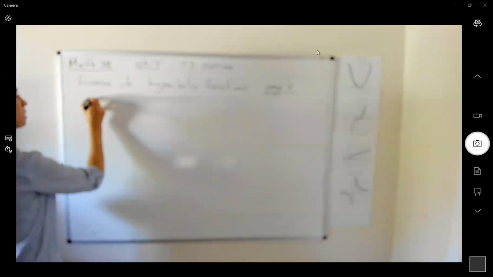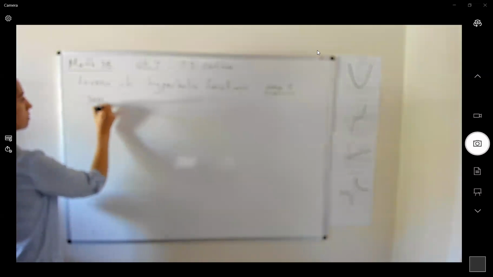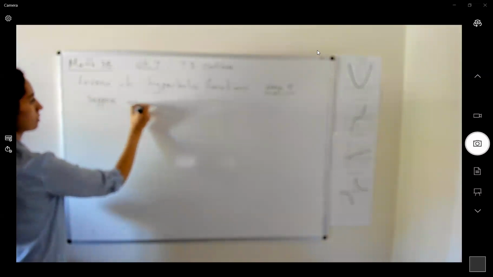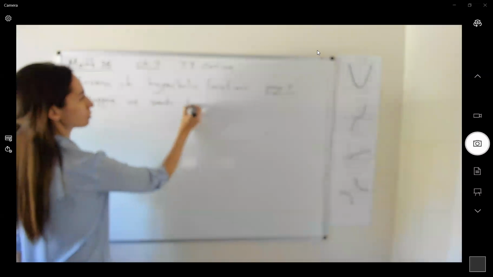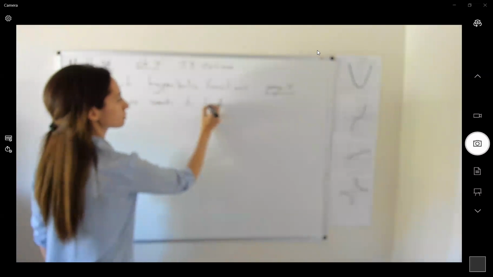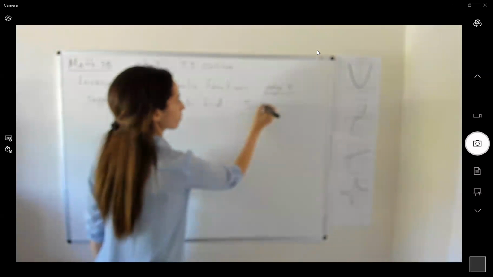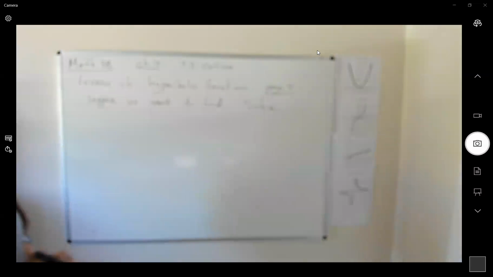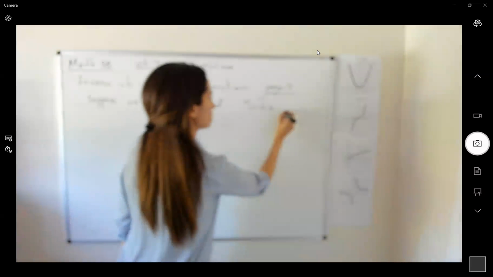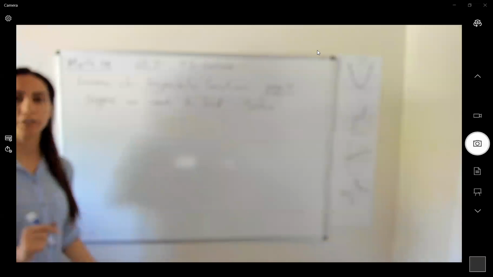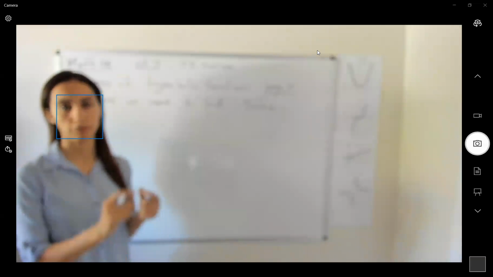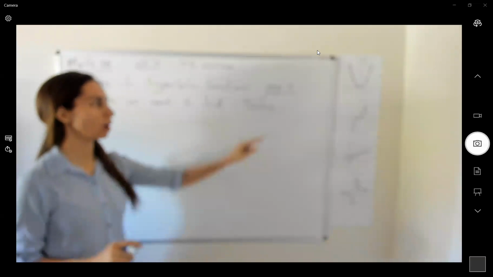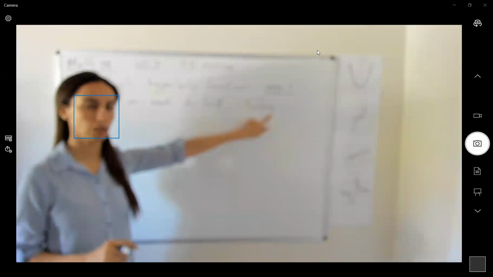So suppose we want to find the inverse of hyperbolic sine x. How do we do that? Remember that to find the inverse of a function, we need to isolate x on one side.